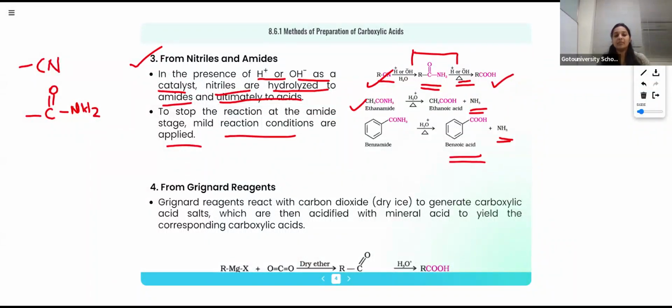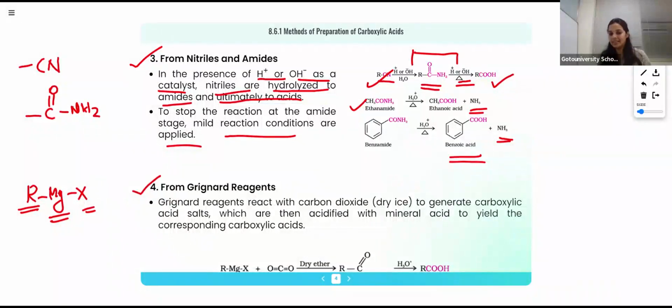Next one is from Grignard reagent. What is a Grignard reagent? We know that, right? We discussed it in many topics. Grignard reagent is RMgX, where R is any alkyl group, Mg is magnesium metal, and X is the halogen atom. Here the reagent is important. We know what a Grignard reagent is, but how will you convert this Grignard reagent to acid? That is the important thing.